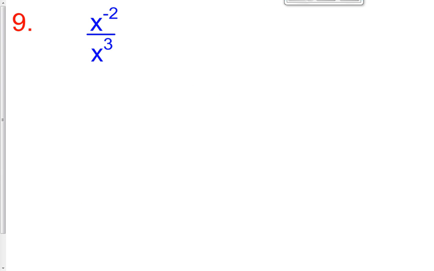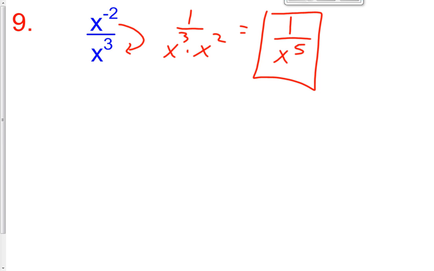Problem number 9. There's a lot of ways you could do these. If I look at this one, I might bring this to the denominator, and now there's 1 over x cubed times x squared. So then you would get 1 over x to the 5th, because you would add those exponents. And so you'd get 1 over x to the 5th.